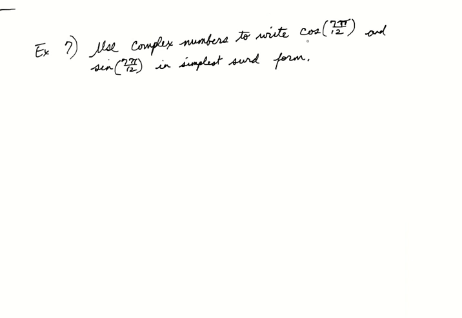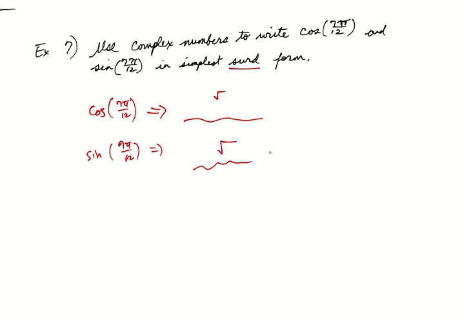Use complex numbers to write cosine 7 pi over 12 and sine 7 pi over 12 in simplest surd form. Okay, this is kind of a tricky one. Cosine of 7 pi over 12, I want to write that in terms of something with radicals in it, some expression with radicals and numbers in it. And I want to write sine of 7 pi over 12 in some sort of expression with radicals in it. Now you may be wondering why do this. This is just an exercise to see your understanding of complex numbers.